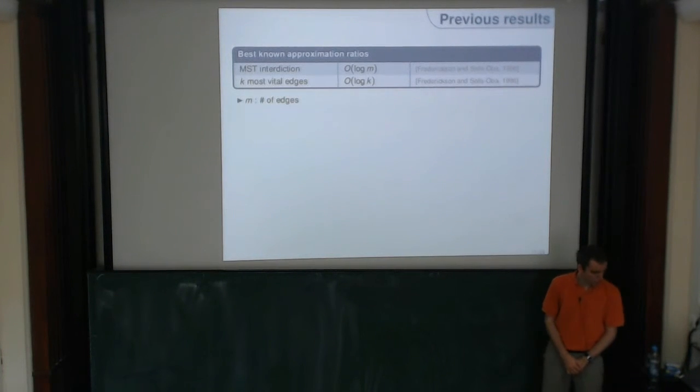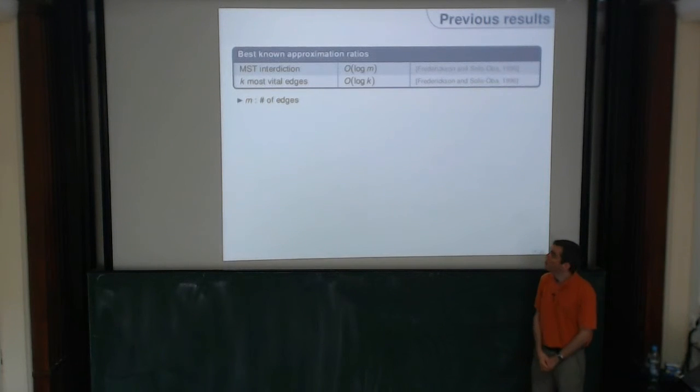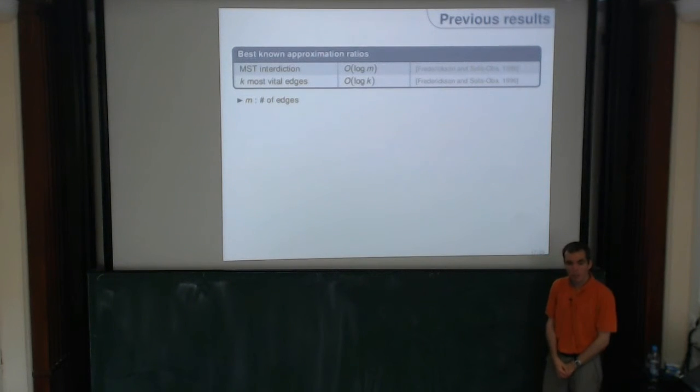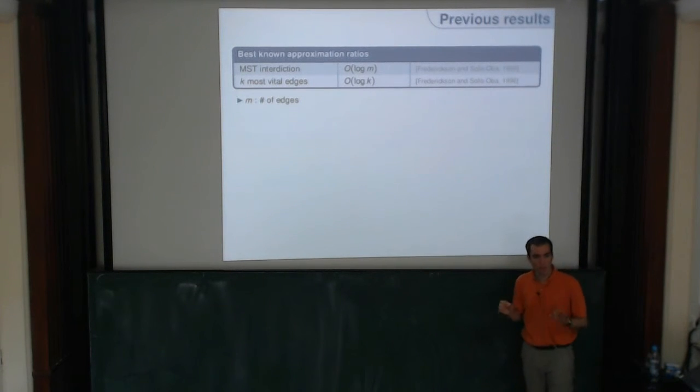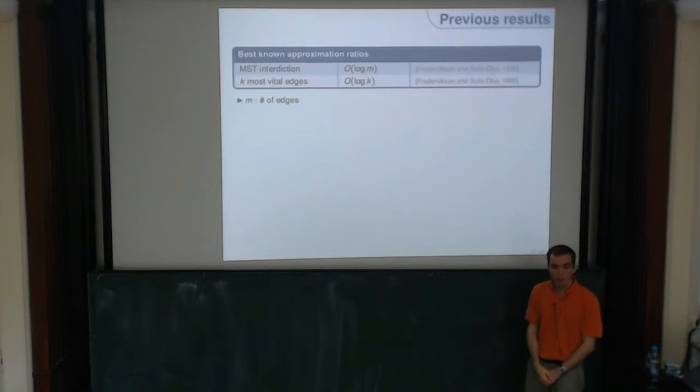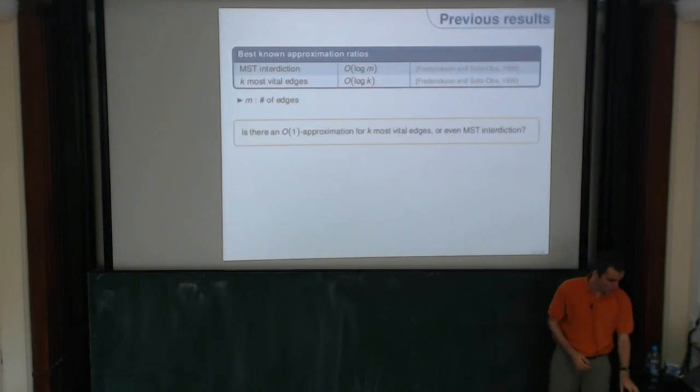So once more, quick recap of what was known about that problem. A logarithmic approximation was known by Frederickson and Solis-Oba in a SODA paper of '96. And so for the case of the k most vital edges problem, that's just a unit cost case, where you can remove k edges, the same algorithm turns out to be a log k approximation. And that was the best one so far. And of course, one question was whether there is a constant factor approximation, which I want to talk about today.